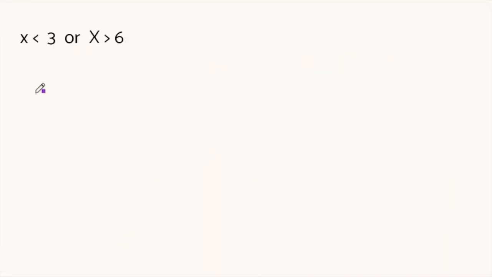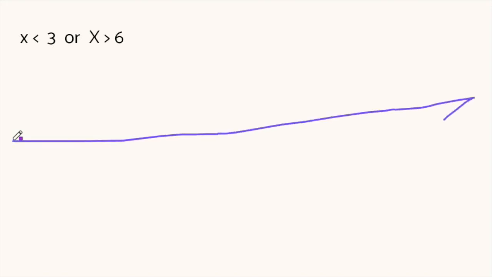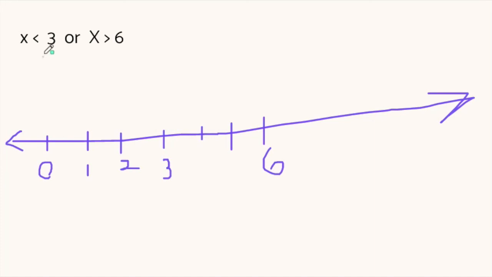Let's start with an example of an "or" question. Again, we're going to put our number line in. And if this is 0, it'll be 1, 2, 3, 4, 5, 6. First, let's start by graphing x is less than 3. Because it's not less than or equal to, and it's just less than, we're going to start with an open circle. And because it's less than, we're going to draw a line towards the left. And for x is greater than 6, again, an open circle. And because it's greater, we're going to draw a line towards the right.